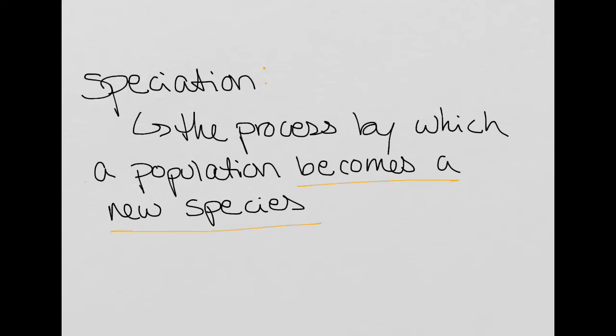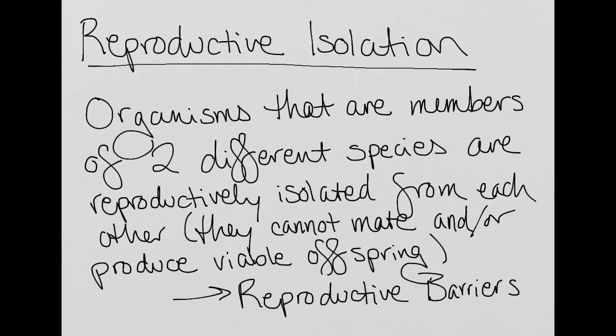So here we've been talking about evolution. Now we're just going to say, okay, how do things go from maybe one species to two different species? So reproductive isolation is going to be where organisms that are members of two different species are reproductively isolated from each other. That means they cannot mate and or they cannot produce viable offspring. And this occurs because of various reproductive barriers that exist between the different groups of individuals.